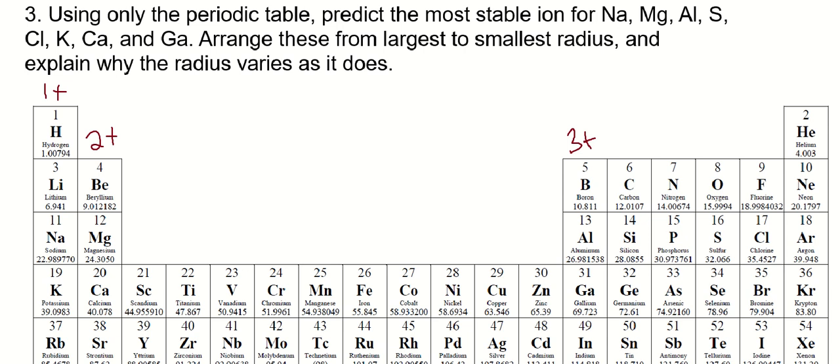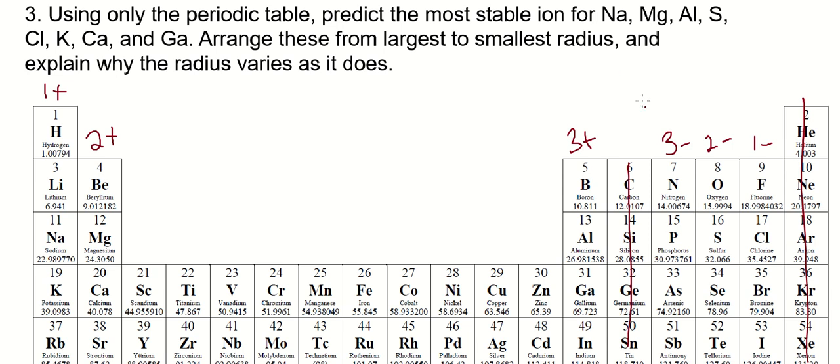Going from right to left, neon, noble gases don't form ions, and so group 17 elements, because they have 7 valence electrons, they'll tend to gain 1 electron to have the electron configuration of their nearest noble gas. So gaining 1 electron will give them a 1 negative charge, and these will be 2 negatives, and then group 15, because they have 5 valence electrons, will want to gain 3 electrons. These don't form ionic bonds.